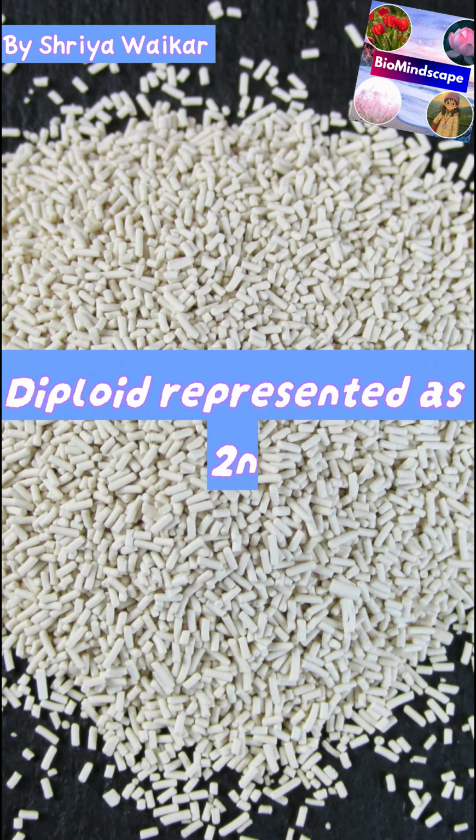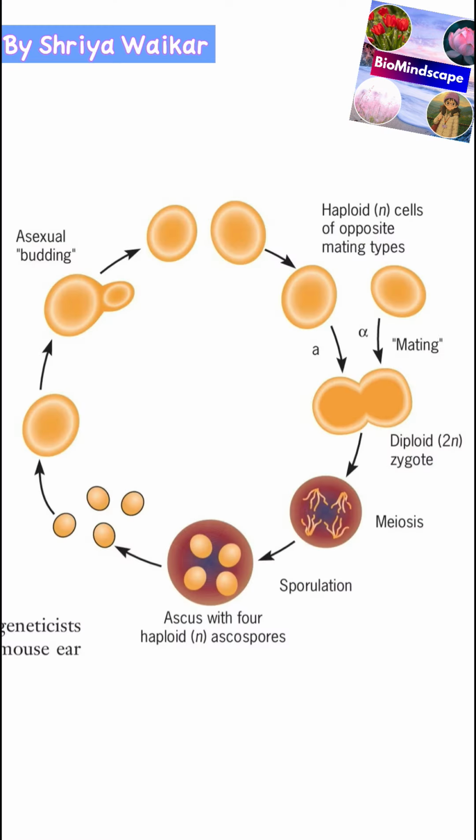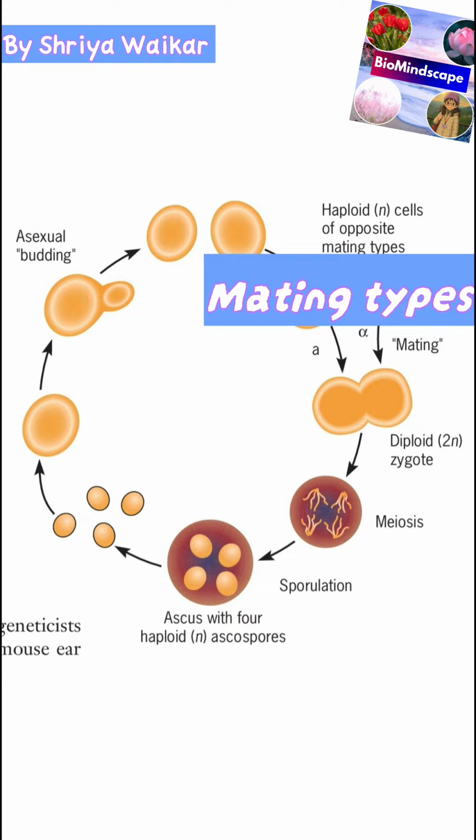So the haploid yeast cell exists as a haploid cell with one set of chromosomes, and there are two mating types, the alpha type and the A type. These are not male and female, only mating types.